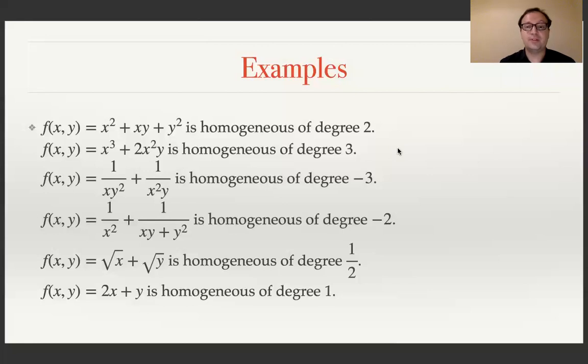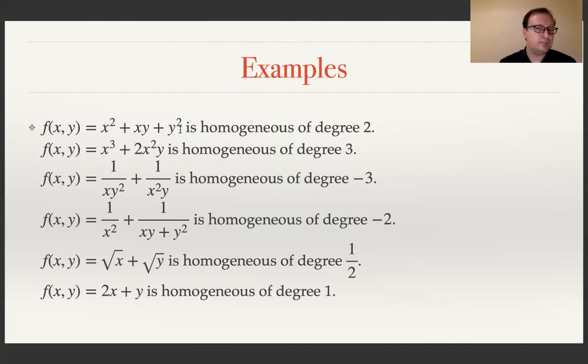So here are some examples of homogeneous functions. Some homogeneous functions actually are polynomials. For example, let's start with the first two examples here. x squared plus xy plus y squared is a homogeneous function of degree 2. Notice that the degree of every term is 2. x squared has degree 2. x times y has degree 2 because the degree of x is 1 and the degree of y is also 1. And together the degree of x times y is 2. And the degree of y squared is also 2.